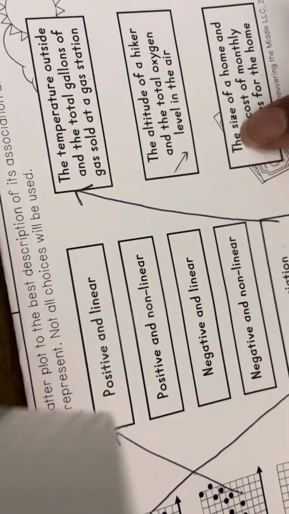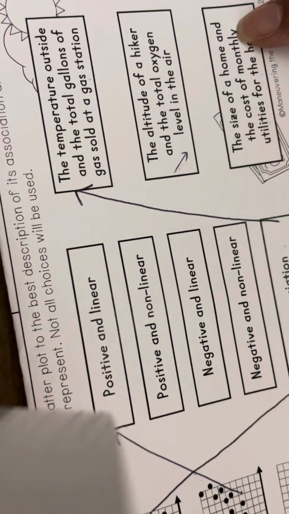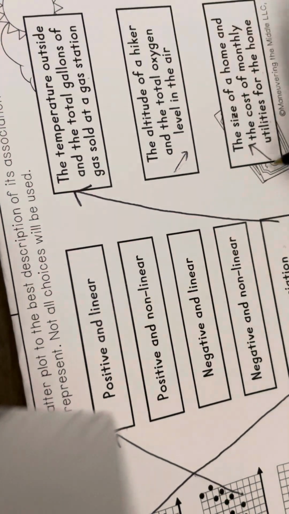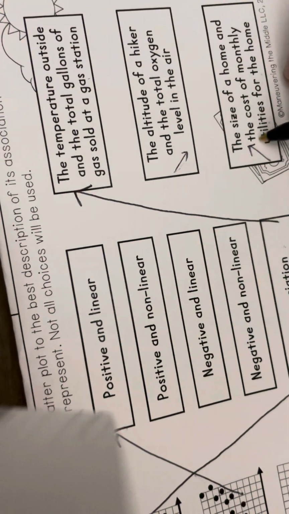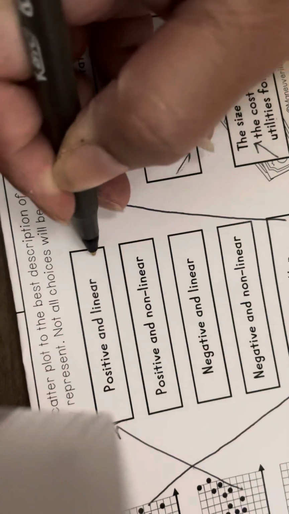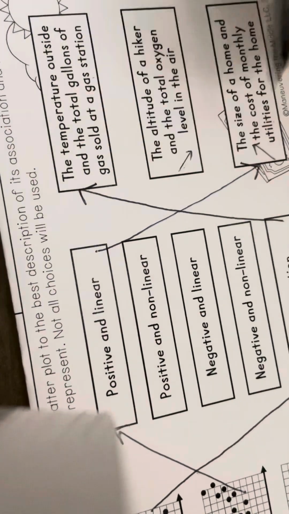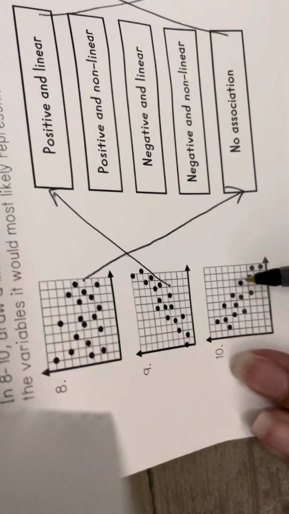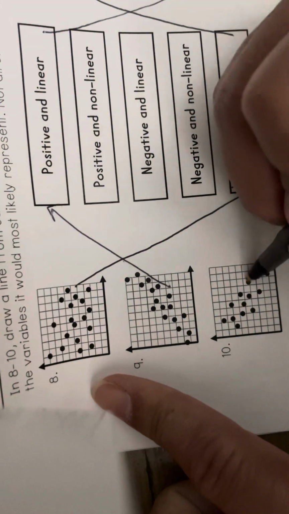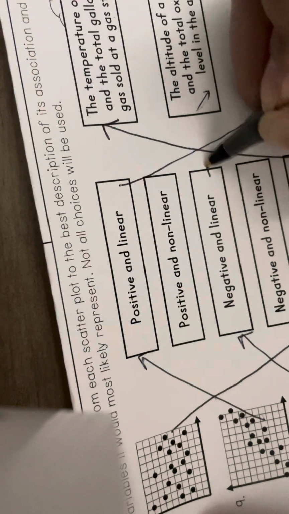Now, the bigger your home, the higher the prices. So this one has positive. They're both going to go up. If your size goes up, so does your monthly cost. So that's what I'm looking for. And then, of course, your negative. It's also negative linear. And, of course, it's going to go with this one.